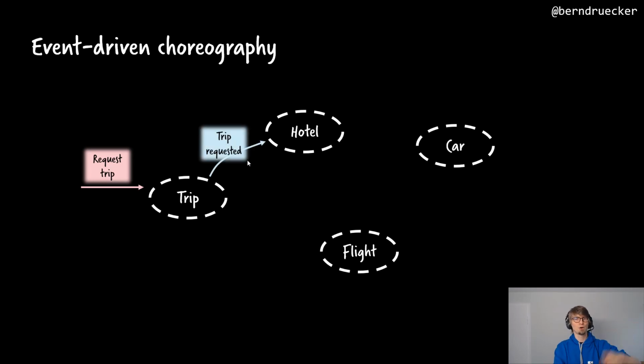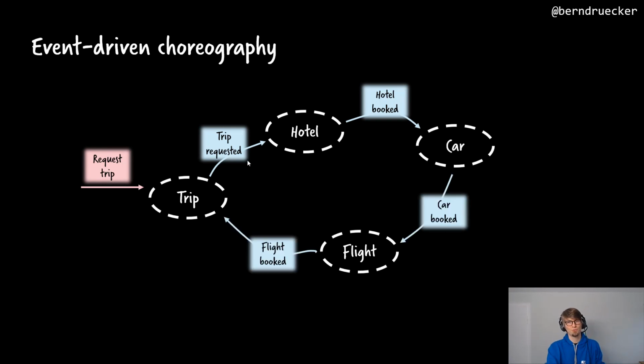Okay, so the hotel service goes ahead and books the trip, so the hotel is booked, and then the rental car service could say, oh, if there's a hotel booked, I have to book the car, and then the car is booked, and so on and so forth. So you get a chain of events. I'm not a big fan of that either. I have a couple of other talks explaining why.